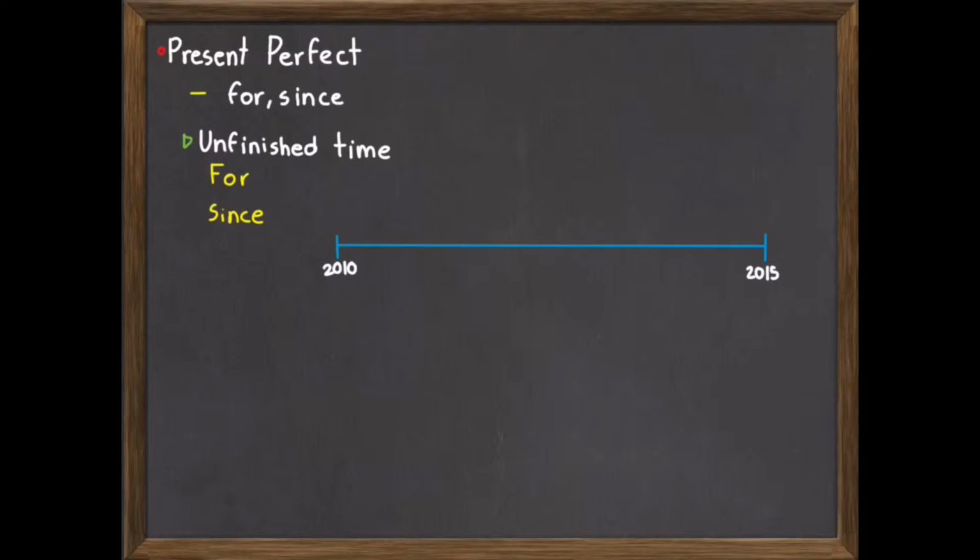For would state an amount of time or a length of time, a duration. So we could say, for example, for 5 years. An activity that happened for 5 years. I've worked here for 5 years. Or I've been here for a long time.